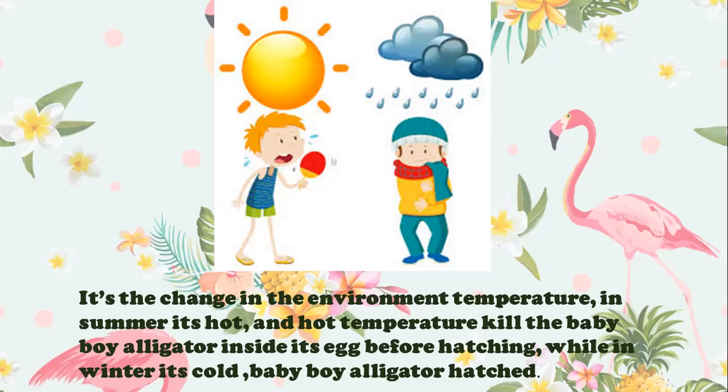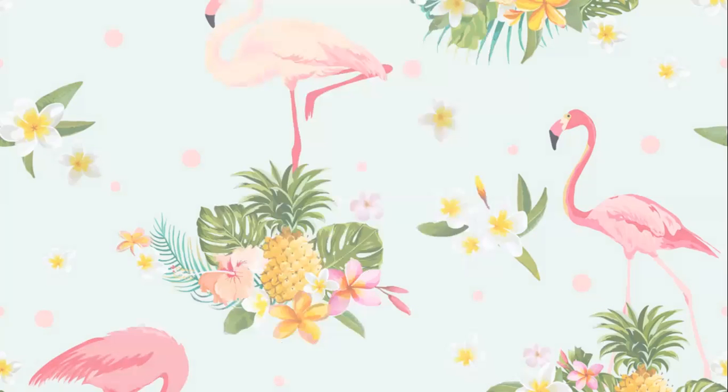In summer it's hot, and the hot temperature kills the baby girl alligator inside its egg before hatching, while in winter it's cold, so the baby girl alligator can hatch.